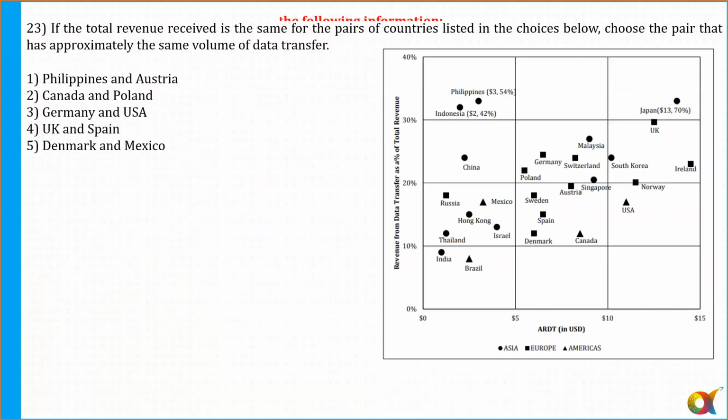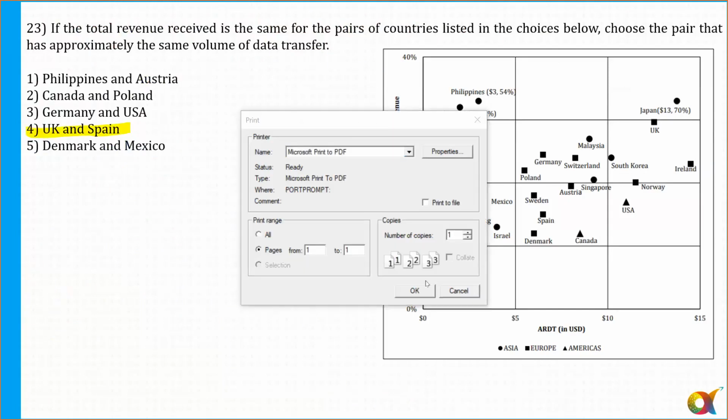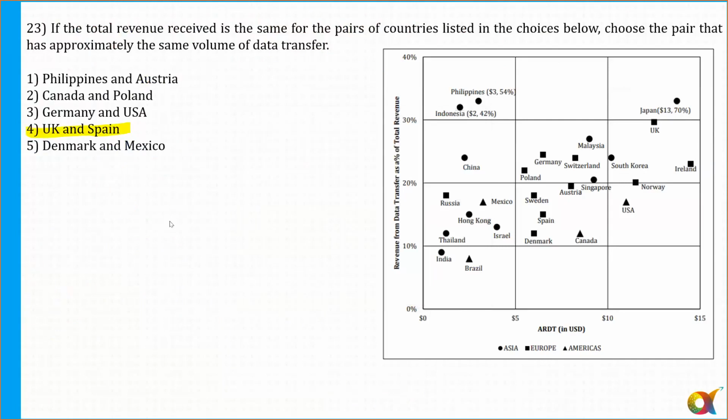For question number 23, I told you that the answer is option number 4. How? It says if the total revenue received is the same for the pairs of countries listed in the choices, choose the pair that has approximately the same volume of data transfer. Same volume of data transfer. Okay, let me select the pen tab. Pen first. Okay. Yes.